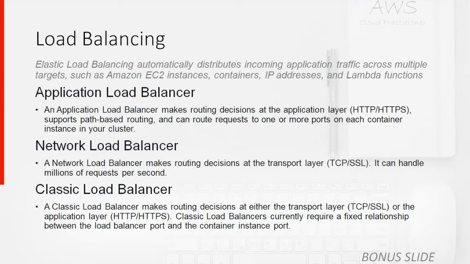Network load balancer. A network load balancer makes routing decisions at the transport layer, TCP, SSL. It can handle millions of requests per second. Classic load balancer. A classic load balancer makes routing decisions at either the transport layer, TCP, SSL, or the application layer, HTTP, HTTPS. Classic load balancers currently require a fixed relationship between the load balancer port and the container instance port.